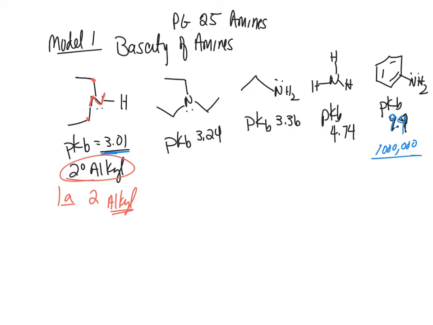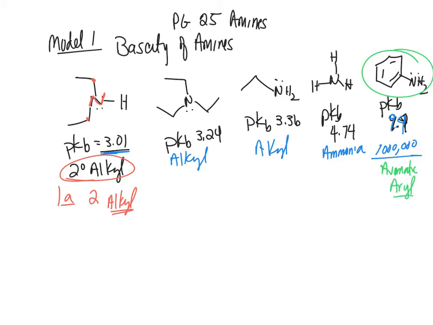Identify the remaining amines as alkyl or aryl. All right, well, what's the next one? Did you write alkyl? This one would be alkyl. This one, you wouldn't even say alkyl. You just say ammonia, okay? So that's ammonia. And then this one here is aromatic, which aromatic is aryl, okay?